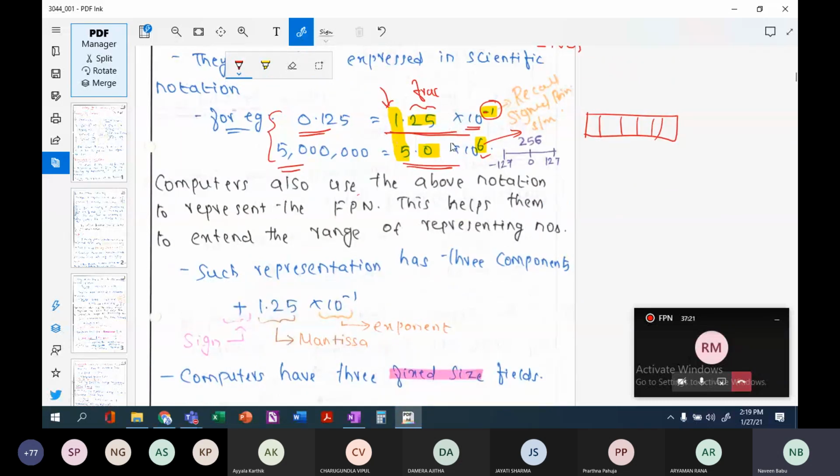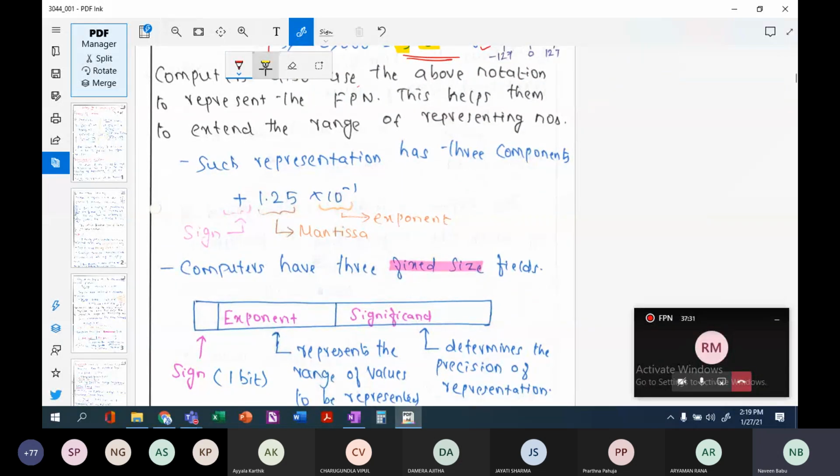So such a representation. Now let us bisect this representation. This kind of representation will have 3 components. What are those 3 components? Number 1 is the sign bit representation, right? Now, this is very important. And then the mantissa part, and the exponent part.